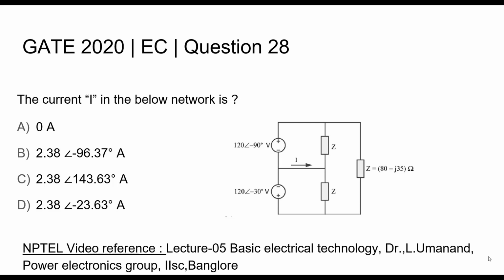The current I in the below network is: option A, 0 ampere; option B, 2.38 angle minus 96.37 degrees; option C, 2.38 angle 143.63 degrees; option D, 2.38 angle minus 23.63 degrees.